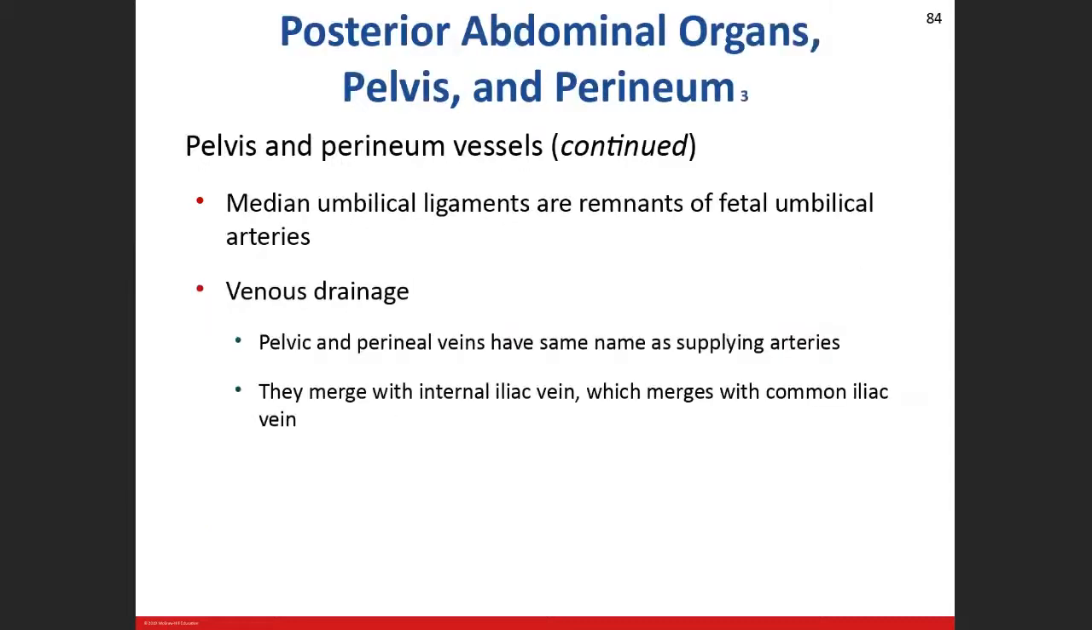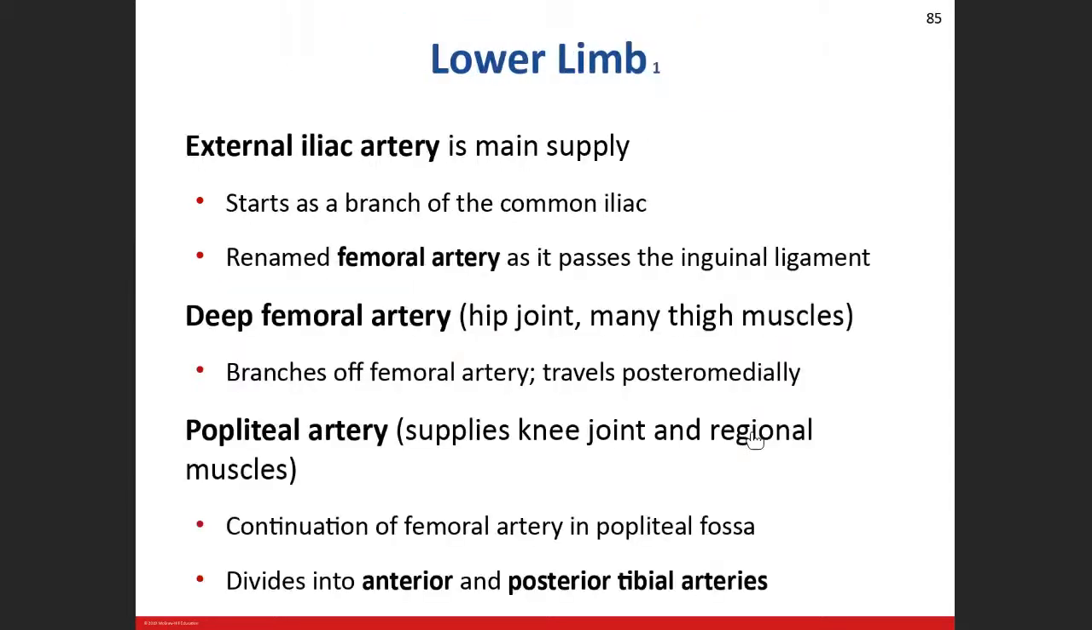Okay. So let's get into the lower limb, and then we'll label the upper limb here. For our lower limb, the external iliac artery is the main supply because, like I just said, it becomes the femoral artery as it emerges inferior of the inguinal ligament. And at one point, it gives off this nice branch called the deep femoral artery, and that's going to head back towards your hip joint and several of your thigh muscles.